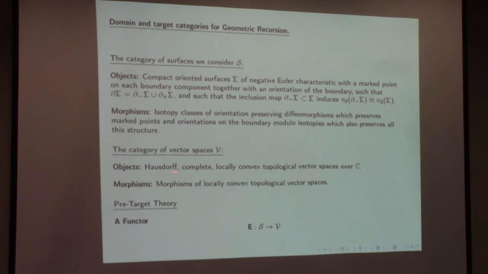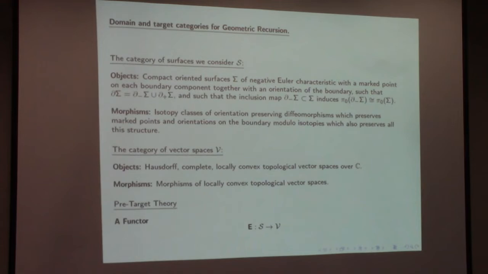Is it easy to make this for the spaces that you define? Yes, it's not so hard, because Fréchet spaces are examples of these. And then morphisms are just morphisms of locally convex topological vector spaces. And then what I call a pre-target theory is simply a functor from that category to this category. That's a pre-target theory.